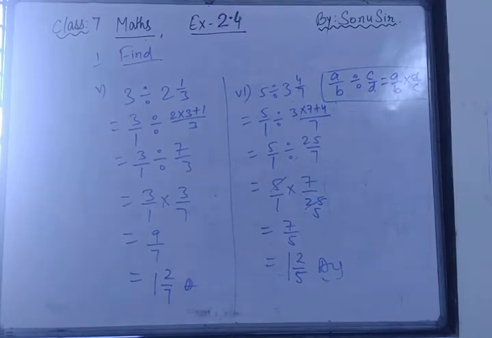Then the second question is find the reciprocal of each of the following fractions. Classify the reciprocals as proper fractions, improper fractions and whole numbers. So what is the meaning of reciprocal? Have you heard? Can anybody tell me the meaning of reciprocal? Opposite. 1 by 2, so 2 by 1. What is the reciprocal of 3 by 2? 2 by 3. Means any number is there, we just have to do the opposite of that number. So that is the reciprocal.